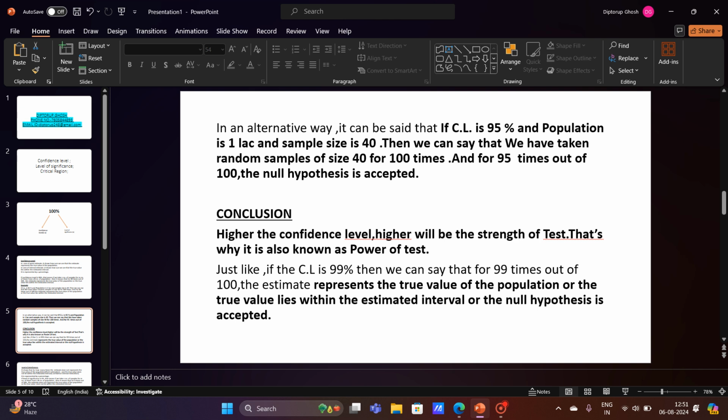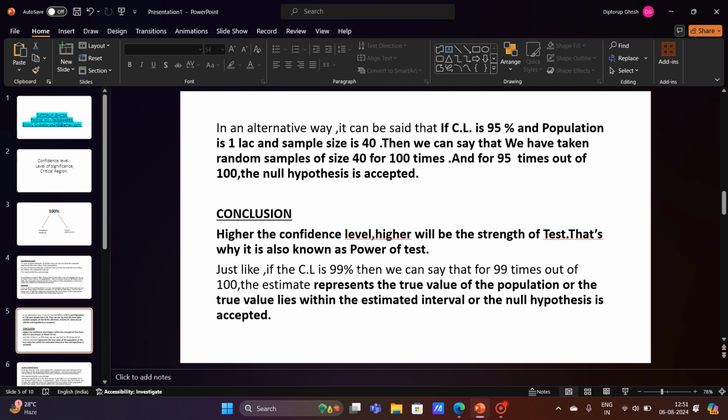So confidence level in an alternative way can be expressed as how many times out of 100 we are actually accepting the null hypothesis. If the confidence level is 90%, then we are actually accepting the null hypothesis for 90 times out of 100. What is the conclusion? Higher the confidence level, higher will be the strength of the test.